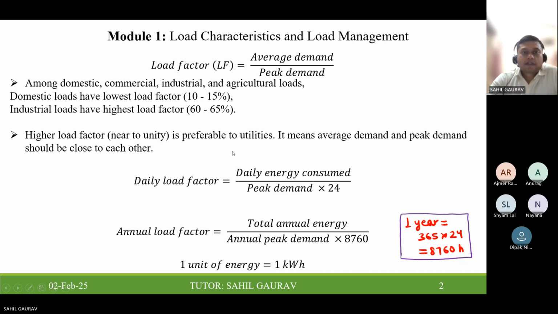So this is all about the load factor. While solving problems, they may write the energy consumption in the form of units. It is very simple. If the problem says 1 unit of energy, it means 1 kilowatt hour. In our households also, the utility company charges for electricity based upon the unit consumption, and 1 unit of consumption means 1 kilowatt hour.